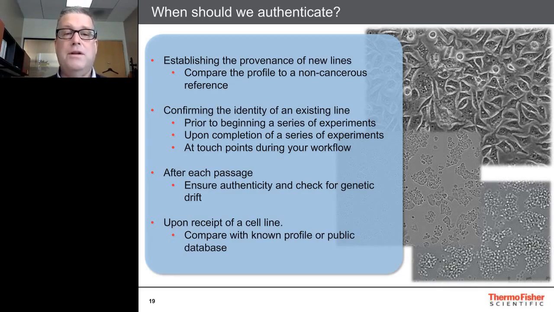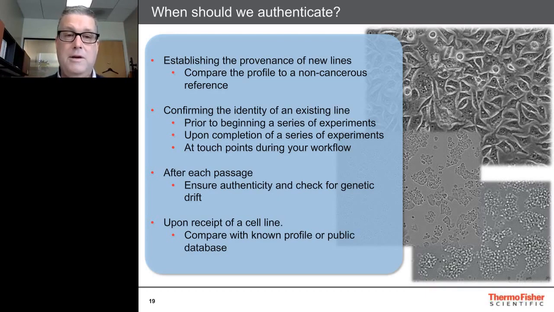It's also important to authenticate when you get an existing cell line from either a collaborator or from one of the cell line repositories that are available. We know that some of the cell lines that are present in these repositories have been misidentified. We want to make sure that a cell line you get from an individual or from a collection is authentic, and so you'd want to make a profile as soon as you get those cells in, again at a low passage number, to make sure that they are correct from the start.